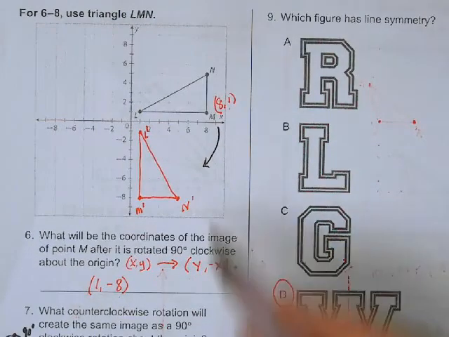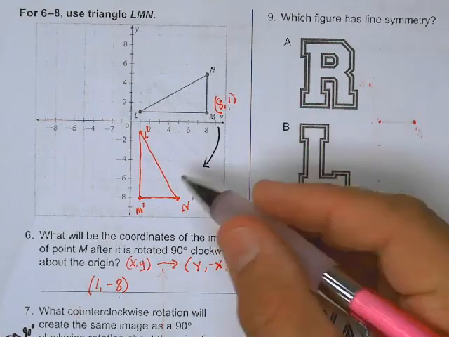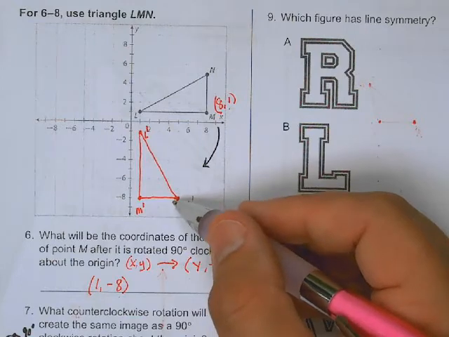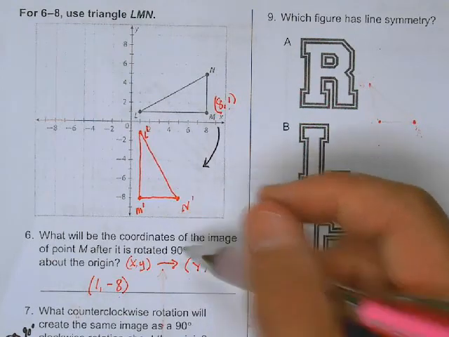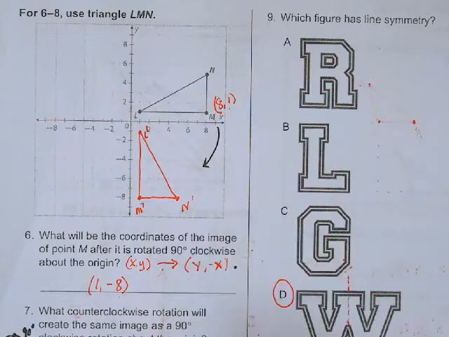Or you could have just graphed it. We had quite a few people that didn't use the rule, and they just graphed it, and they got it correct. That would be fine. Okay? So M would come all the way down to here to 1, negative 8.